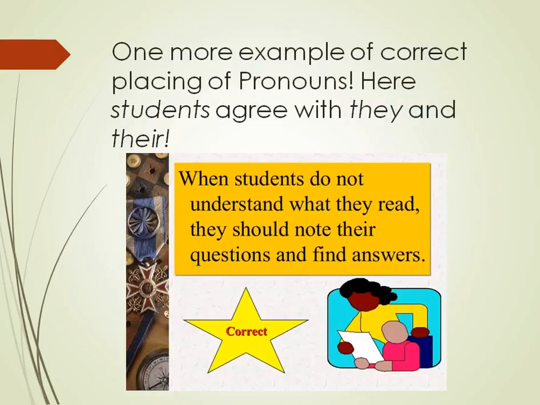One more example of the correct placing of pronouns. Here students agree with they and their. So look at the example. When students do not understand what they read, they should note their questions and find answers. Again, they is used in the next one as pronoun referencing. As I've been telling you again and again, you must be very careful in picking out the right noun. If you can pick out the right noun, then you can pick out the right pronoun.